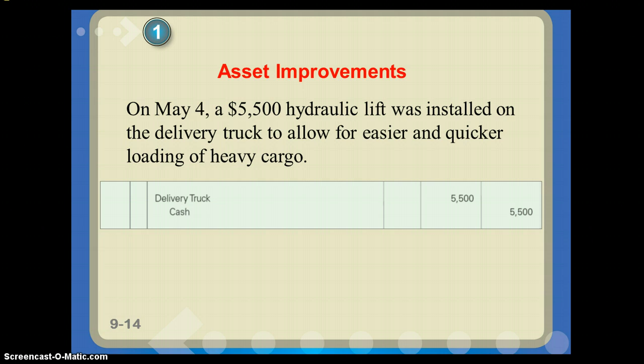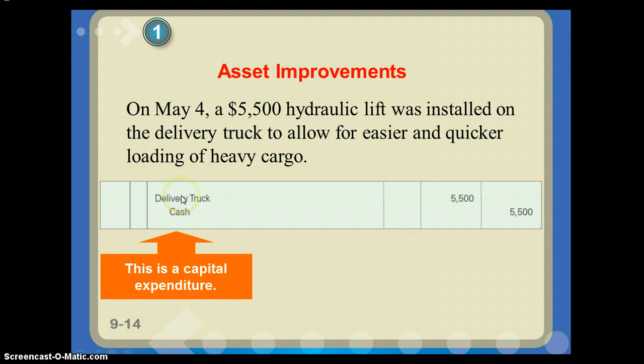Is this a capital or a revenue expenditure? Capital expenditures are ones that are additions, improvements, or extraordinary repairs. Revenue expenditures are normal, ordinary repairs. Is adding a hydraulic lift normal, or is it something extraordinary? It's extraordinary. It's a capital expenditure.